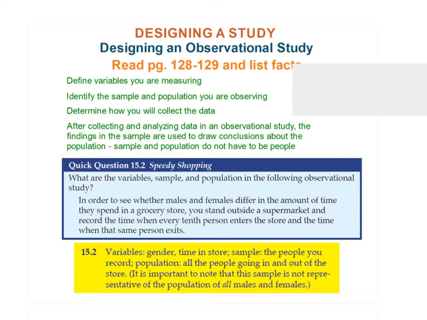So some of the variables that you might write down are the gender, so the males versus the females, and the time in the store. Maybe you're going to have a range of the time, so who spent 0 to 5 minutes, 6 to 10, and so on and so forth. The sample is the people that you record, but the population is all the people going in and out of the store. That sample you hope is representative of the population, but in this particular scenario, it's important to note that this sample is not representative of the population of all males and females.